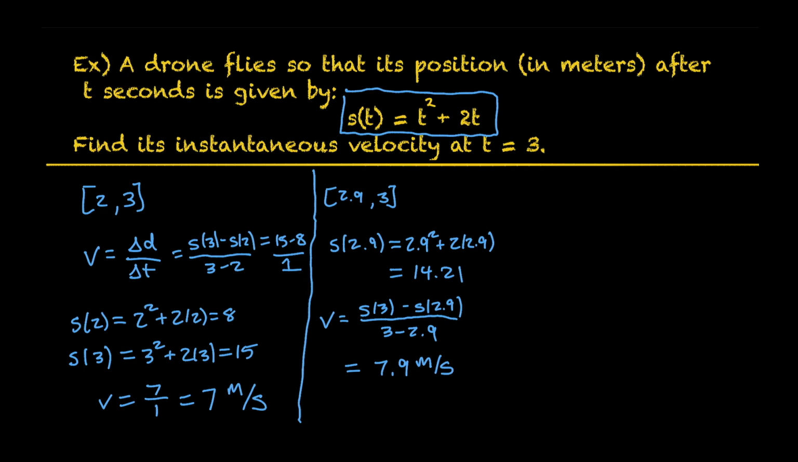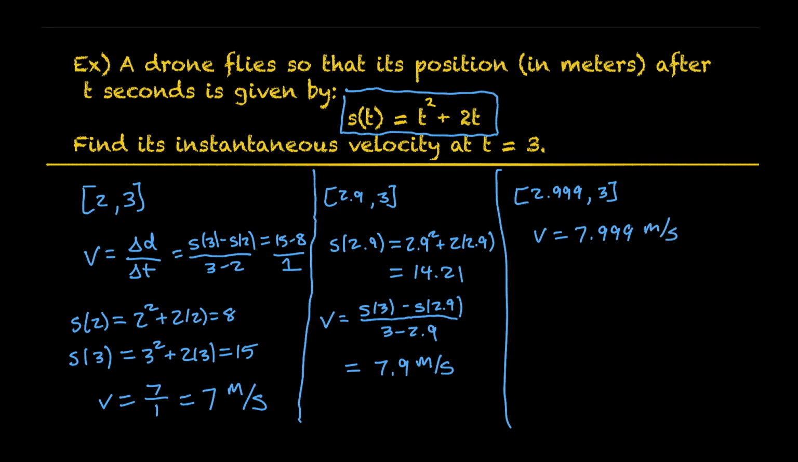All right, and still these two values don't tell me very much. What I need is a bunch of values. So I just need to repeat this process on smaller and smaller time frames. So we basically do the same exact computation, just allowing this time to get closer and closer to 3. So now 2.999 to 3 seconds. And if we do this, we're going to get the velocity to be 7.999 meters per second.